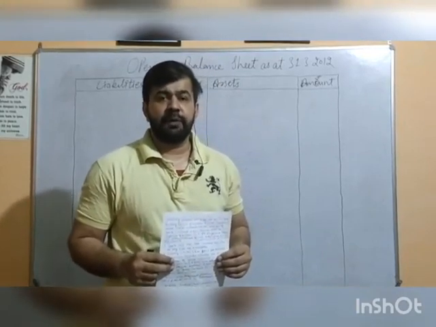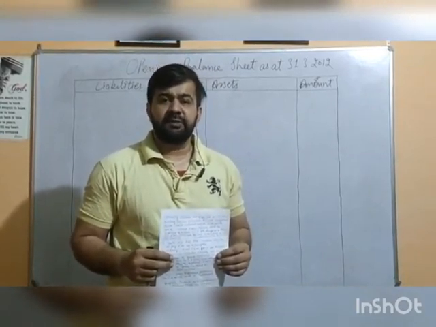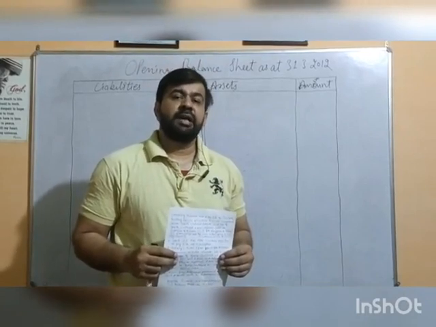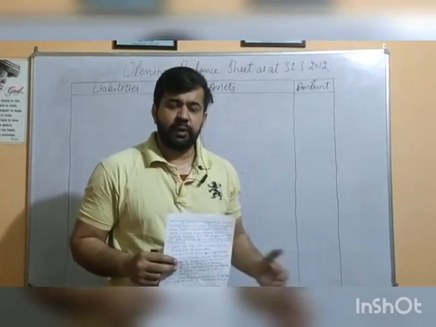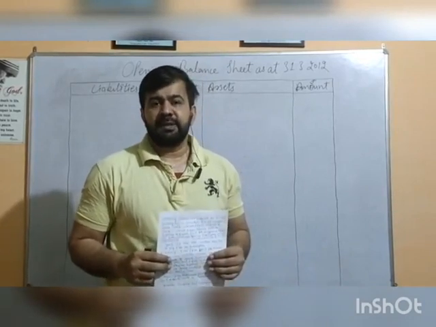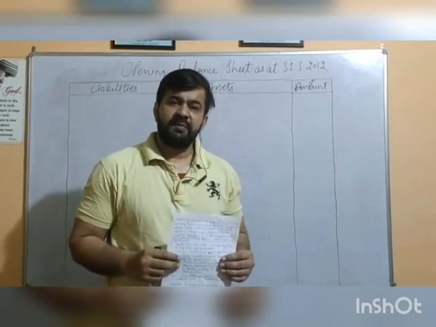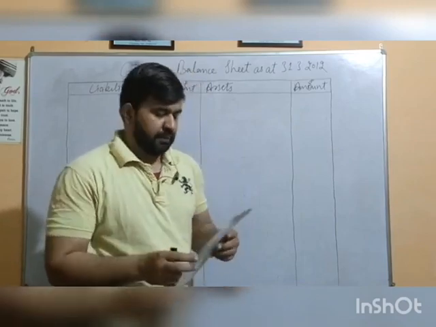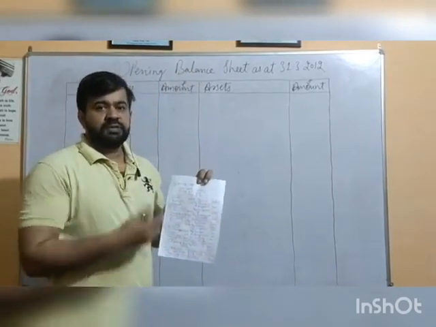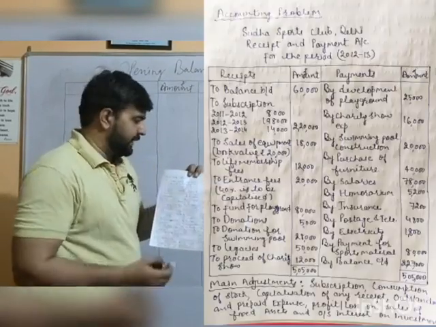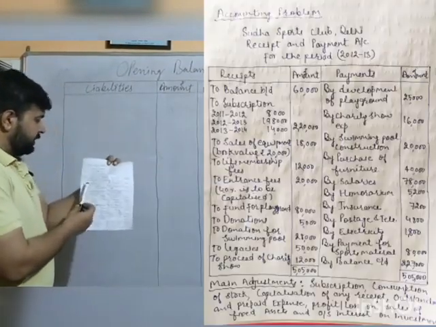So very first, we have to prepare the opening balance sheet on 1st April 2012. Thereafter, we will prepare the income and expenditure account in order to calculate the surplus or deficit, and then we will add that surplus to, or subtract that deficit from, the capital fund. Here I am reading this receipt and payment account for you, visible on the right-hand side of your screen. We are provided with the opening balance.